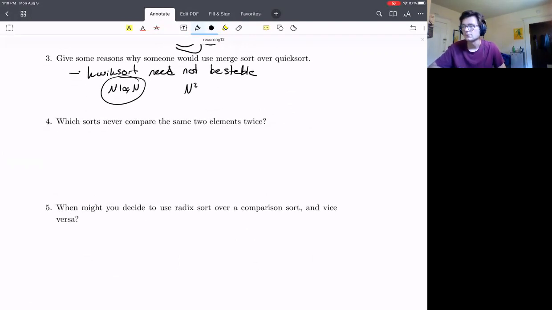Okay, which sorts never compare the same two elements twice? So that's going to be quicksort, that's going to be merge sort, and that's going to be insertion sort. That's not how you spell insertion, but you get the idea. So quicksort is not going to compare the same two elements twice, because remember, we always compare every element to a pivot, right, linearly. We pick a pivot and then we compare every element to that pivot one time. And once we're done with that pivot, we never use it again because it's sorted at that point. We move on to another pivot. So you're never going to compare the same two elements.